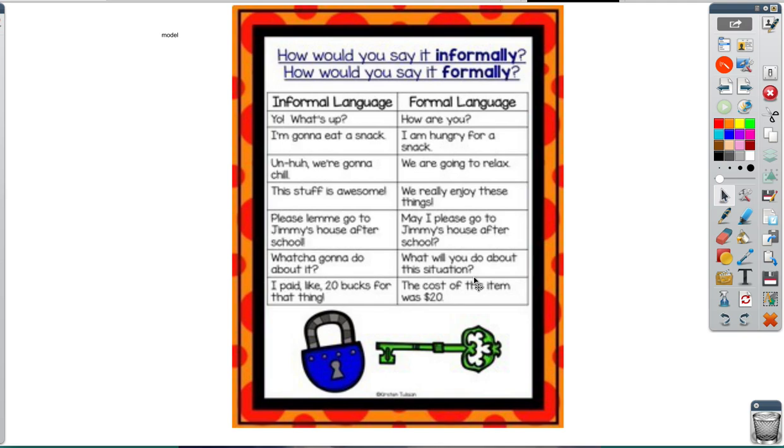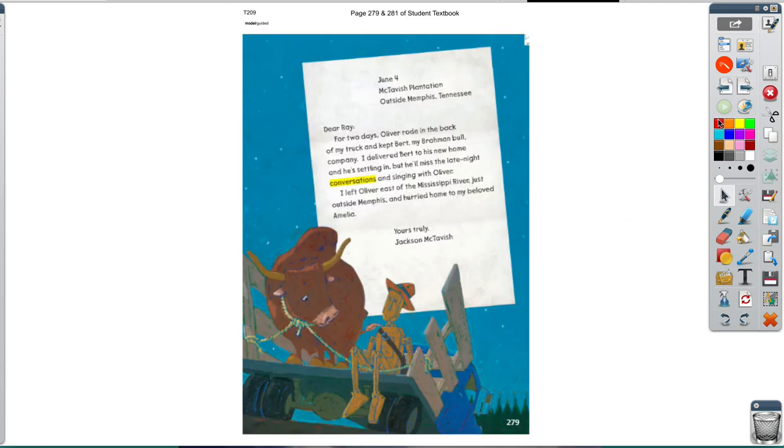I'm going to read 2 letters from the text, and I want you to think about which one is formal and which one is informal. Let's go ahead and reread. I have page 279 and 281. Here we go. Here's page 279.